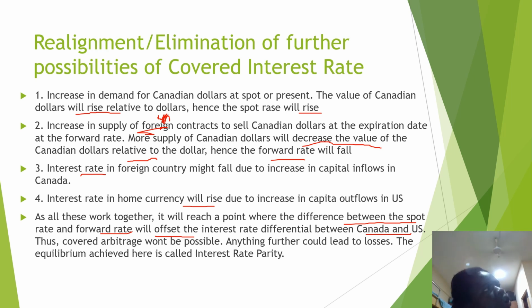There's more on interest rate parity. It says that the rate of return that you are getting from engaging in covered interest arbitrage must be equal to the interest rate you are getting in your home country. When that happens, it means an equilibrium has been achieved. At the end of the day, any further covered interest rate arbitrage would be risky.